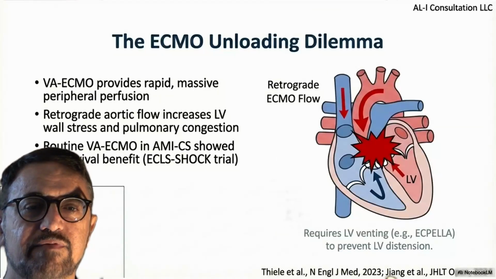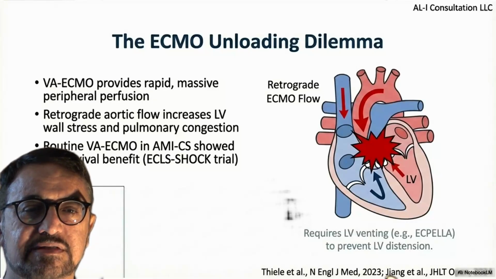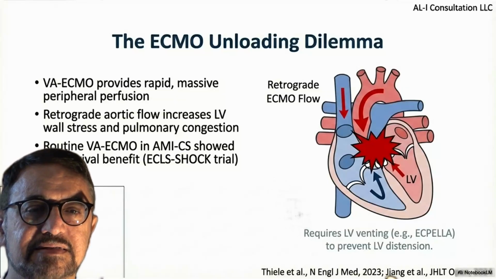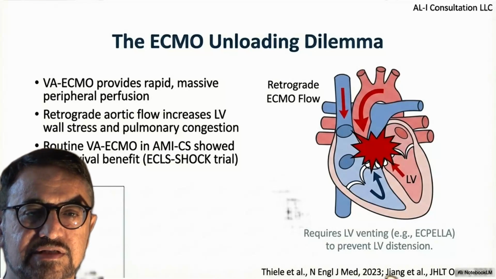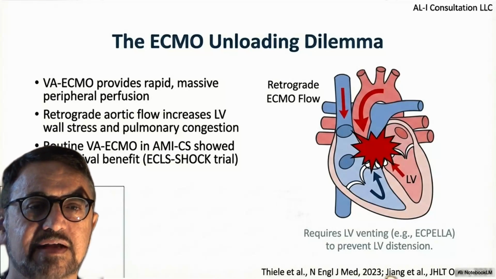VA ECMO can be life-saving because it rapidly restores systemic perfusion and oxygenation in crashing patients. But the hemodynamic trade-off is that retrograde aortic flow increases left ventricular afterload. That can elevate LV distension, raise filling pressures, and aggravate pulmonary congestion unless an unloading strategy is added.